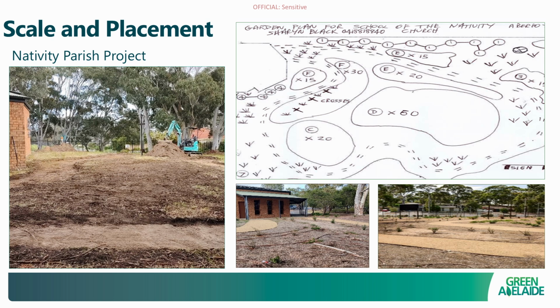Here are some examples of a couple of project plans for some grants that we have funded previously. This first one, as you can see, it's the Nativity Parish project, and they've just done a hand-drawn mud map. If you look closely, you can see all the different plants, where they're going to be located, the groupings of plants, and also some of the pathing areas. As you can see, it doesn't have to be complex, just a hand-drawn map is fine.